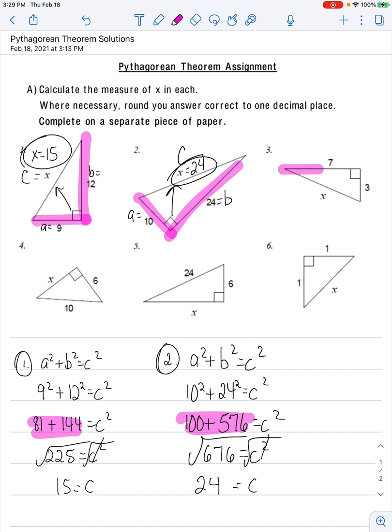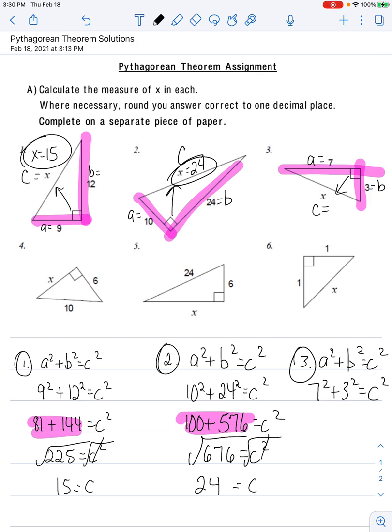Take a look at 3. Do I have C or am I looking for C? It looks to me like I don't have C. I need C. So I'm going to say A squared plus B squared equals C squared. I'm going to say 7 is A. I'm going to say 3 is B. So 7 squared plus 3 squared equals C squared.